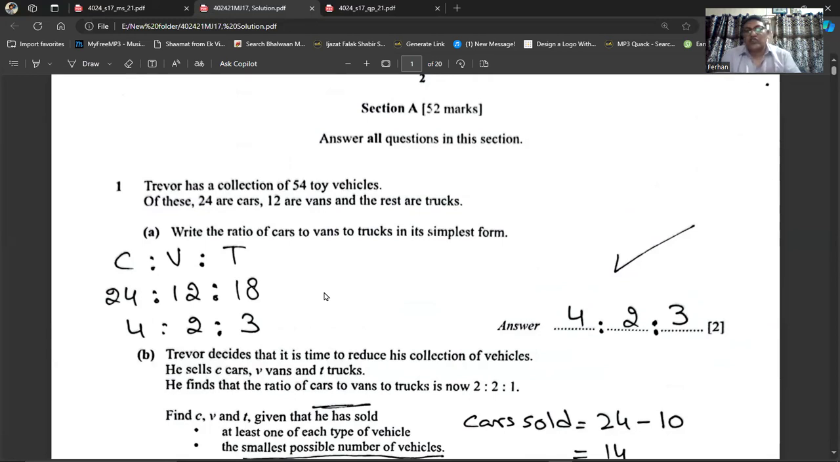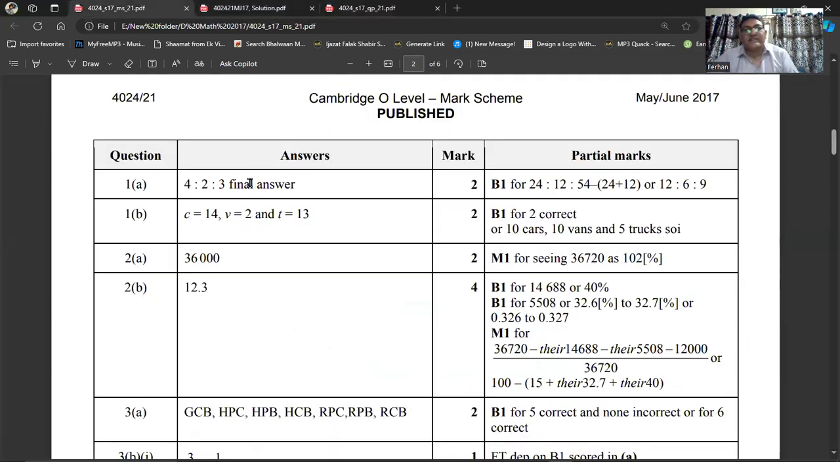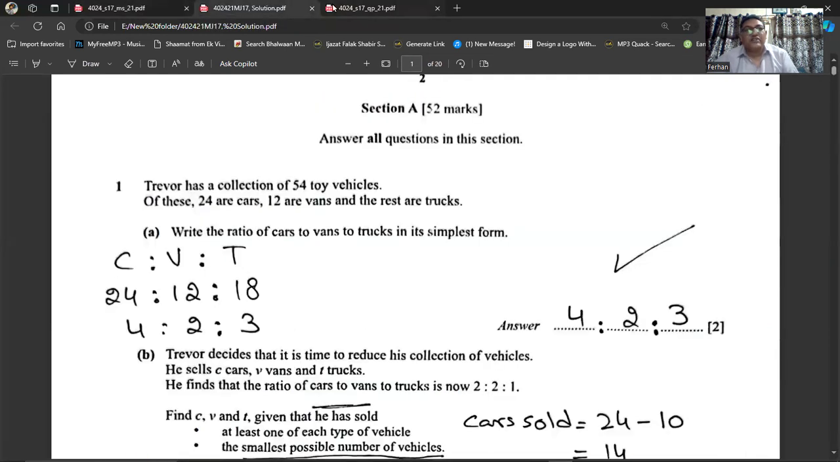So I can write the ratio, car ratio van ratio trucks. It will be 24 ratio 12 ratio 18. So you can simplify all of them with the 6. So when you cancel with the 6, you will have 4 ratio 2 ratio 3. So 4 ratio 2 ratio 3 is the answer. Our answer is right. This is the solution.